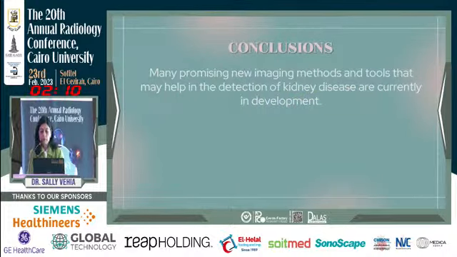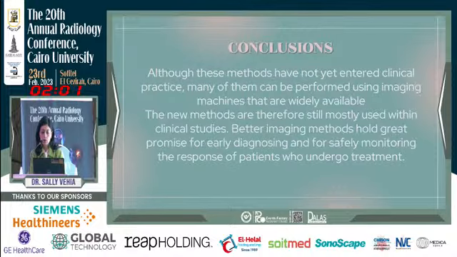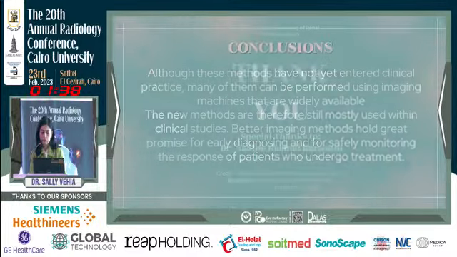To summarize, many promising new imaging methods and tools that may help in the detection of kidney disease are currently in development. Although these methods have not yet entered clinical practice, many of them can be performed using imaging machines that are widely available. The new methods are therefore still mostly used within clinical studies. Better imaging methods hold great promise for early diagnosis and for safely monitoring the response of patients who undergo treatment. Thank you.